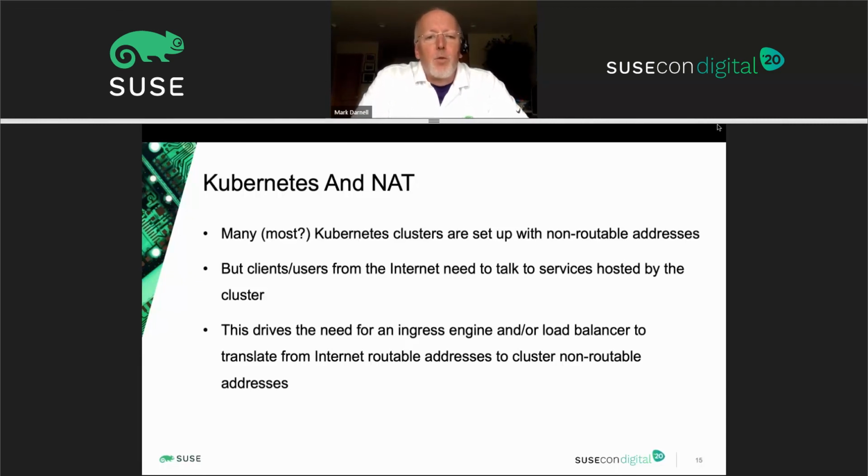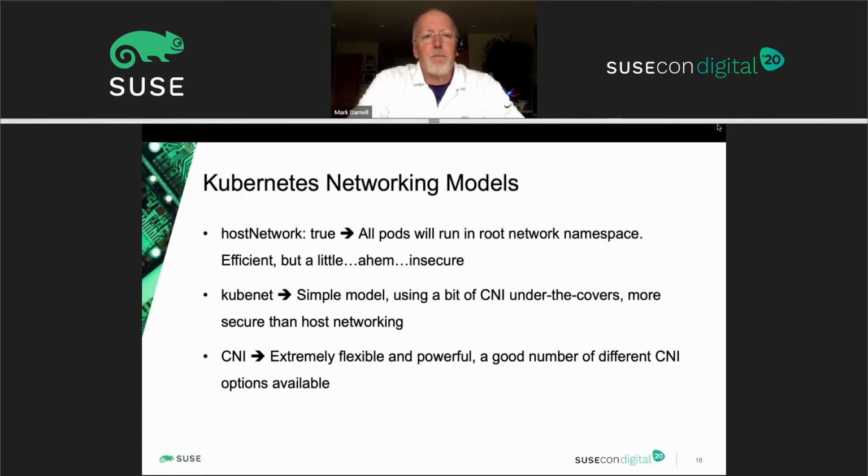You add a piece of software that you've probably heard of in the Kubernetes space called an ingress engine. This ingress engine allows you to translate from internet routable addresses to cluster non-routable addresses. So this should give you an idea why ingress is important when you hear the term. Now, let's drill into three basic Kubernetes networking models. We've already discussed one of them, host networking, a little bit. We're going to be centering in on the final two.